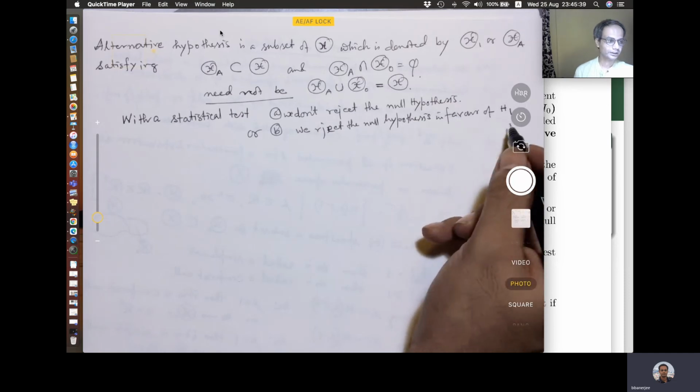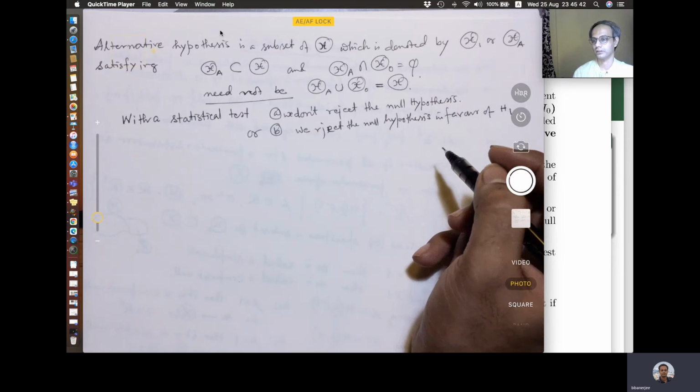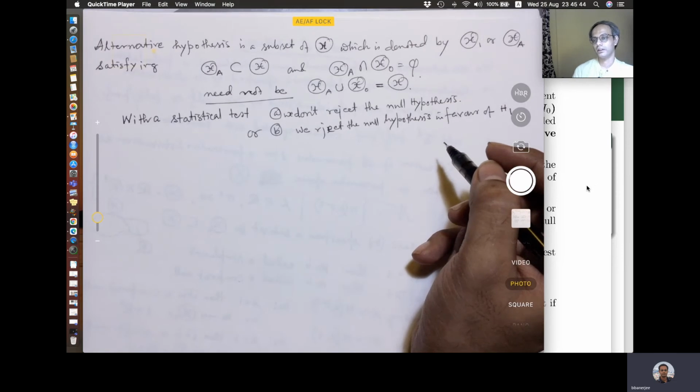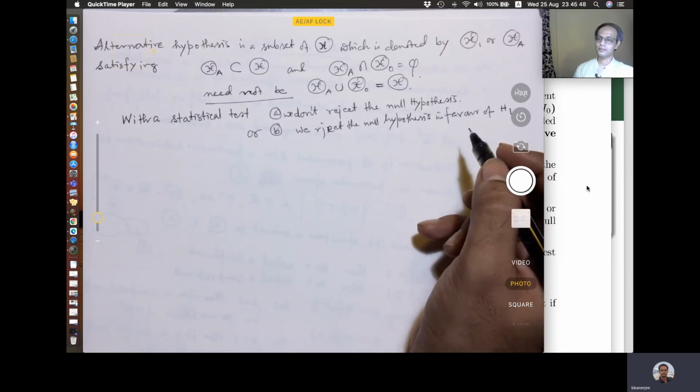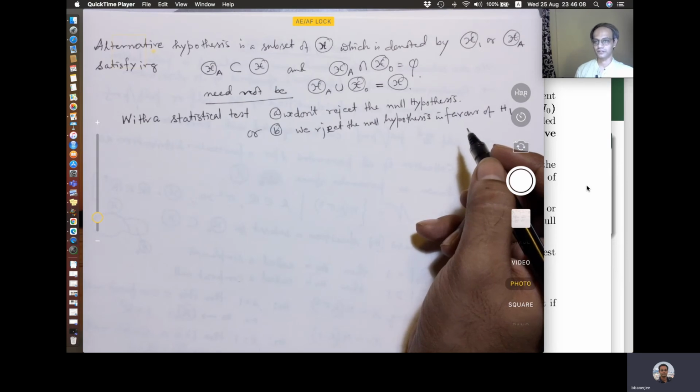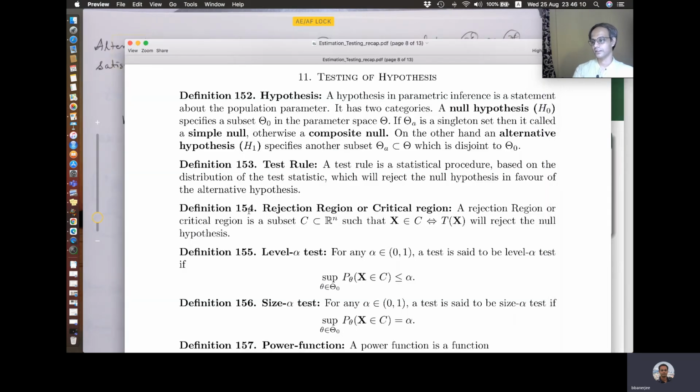Okay, so this is the null and alternative. But here you try to see this thing that either the null is true or the alternative is true. When the null is true, you may reject the null hypothesis, you may not reject the null hypothesis. When the alternative is true, then also you may reject the null hypothesis, you may not reject the null hypothesis. So there is a 2 cross 2 situation.